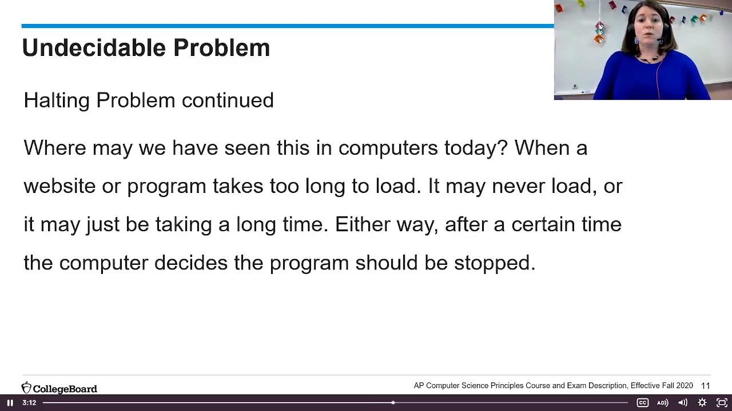So where have we seen this in computers today? When a website or program takes too long to load, it may never load or it may just be taking too long. Either way, after a certain time, a computer decides the program should be stopped and gives you a warning or an error, or tells you, hey, this website's taking a long time to load. The algorithm isn't determining if it will ever load. It's just determining, hey, after a certain amount of time, I'm going to stop trying. And so that's where we've seen this problem in today's computers.